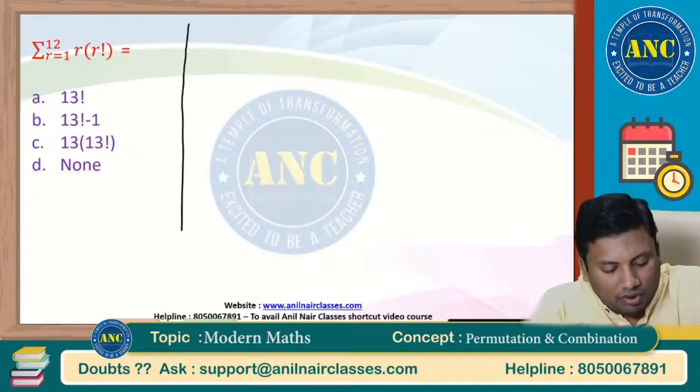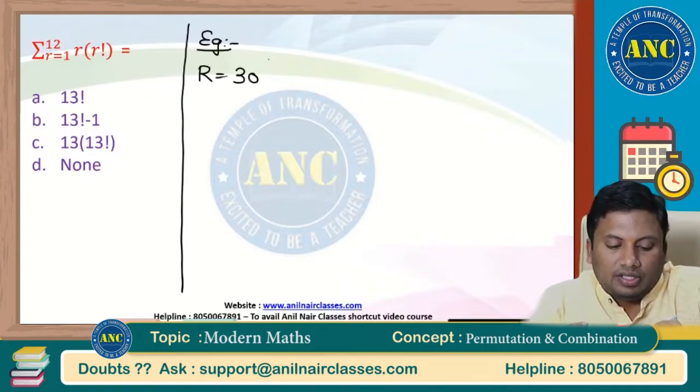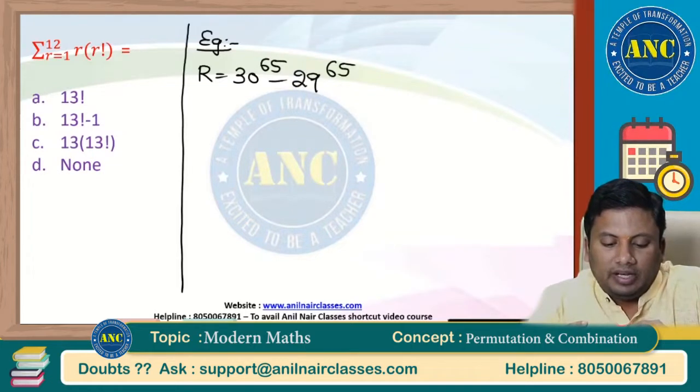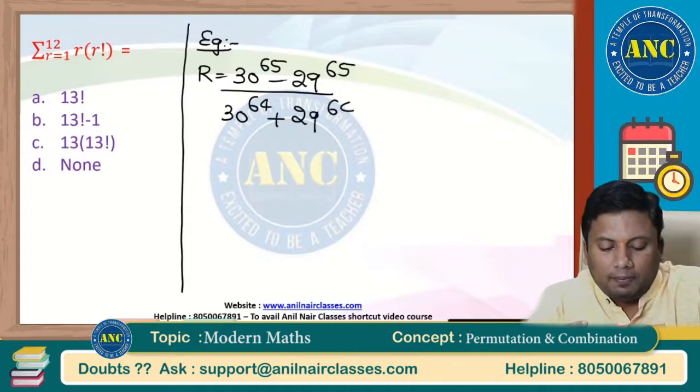Please take one more example. One more example. This is again a CAT question. R is 30 power 65 minus 29 power 65, divided by 30 power 64 plus 29 power 64.